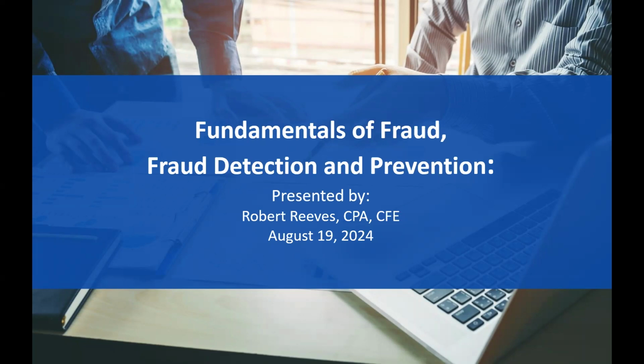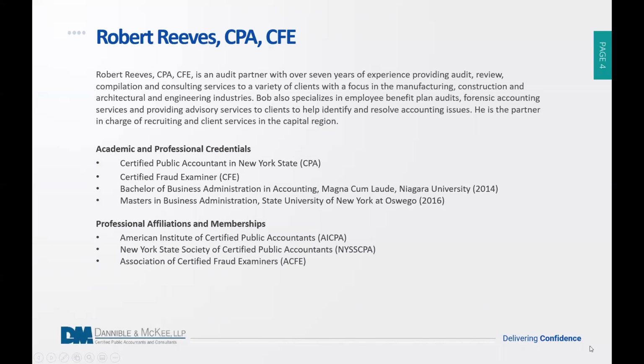I'm Bob Reeves. I'm an audit partner at Danable McKee, and today I'm going to be talking about the fundamentals of fraud, fraud detection and prevention. To give you a little background on myself, I've been with Danable McKee for a little over 7 years at this point. I'm a certified public accountant in New York and a certified fraud examiner as well. My main areas of expertise are in manufacturing and construction, architectural and engineering, but I also specialize in employee benefit plan audits and forensic accounting services as well, which is what we're going to be talking about today.